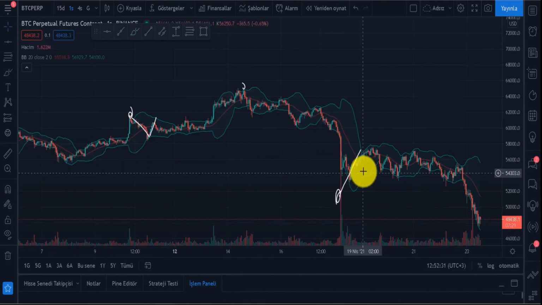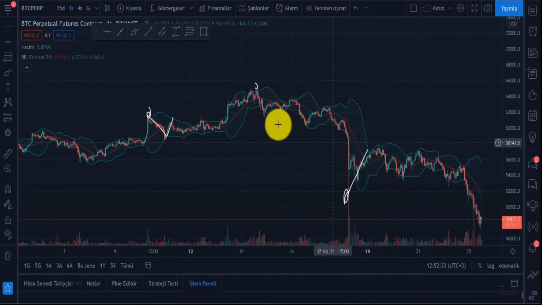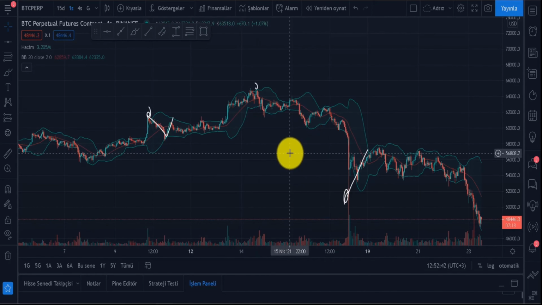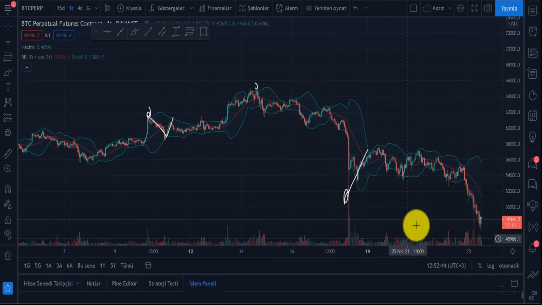This is also an indicator that I generally use. It's quite simple and logical. You can access it on all mobile applications. Definitely use these Bollinger Bands. You can make your trades based on this band.